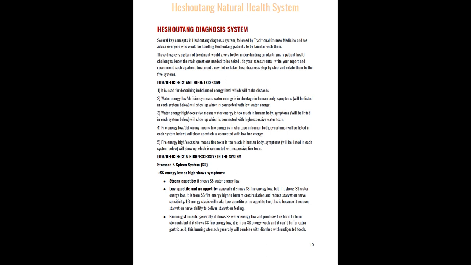in the system, the first section is the SS section, called the stomach and spleen system section. The symptoms connected with SS energy low or high, what do they show? Firstly is strong appetite. Generally, if people have a strong appetite, it shows SS water energy low. And when we see SS water energy low, it means the SS fire toxin is high or fire energy is high.